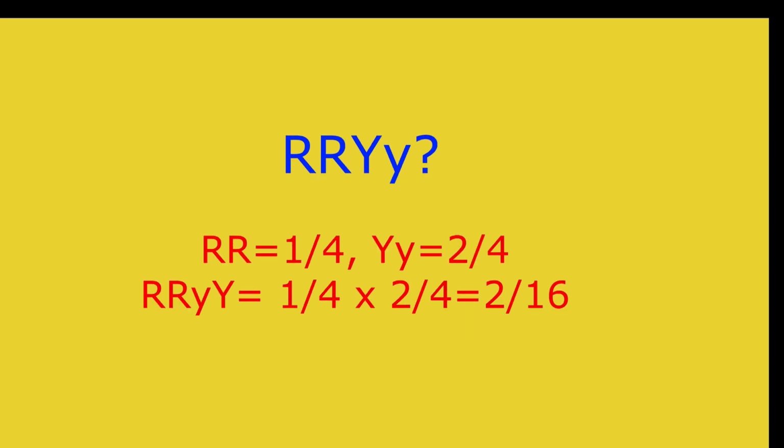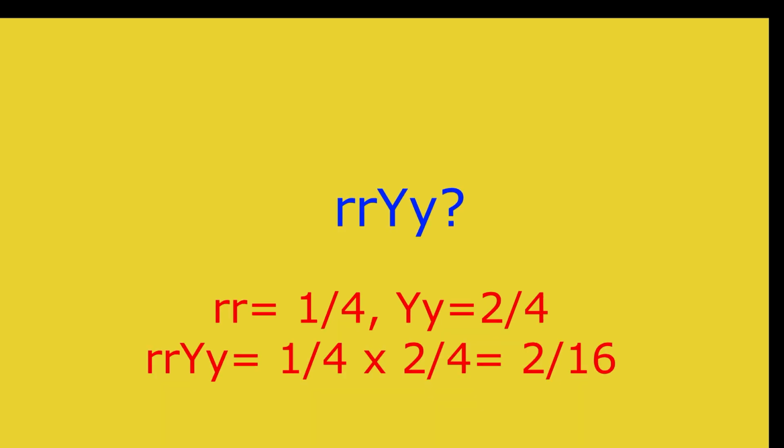Similarly, we can find out capital R, capital Y, small y. Here capital R means 1/4, multiplied by capital Y, small y, which is heterozygous, so it is 2/4, equal to 2/16. So two individuals have the genotype capital R, capital Y, small y. Let us take another example: small r, capital Y, small y. Small r means 1/4, multiplied by capital Y, small y, which is heterozygous, so 2/4, equal to 2/16. So two individuals have the genotype small r, capital Y, small y.